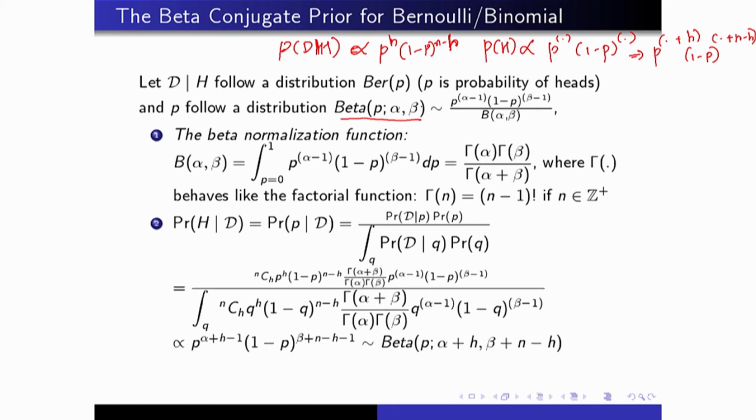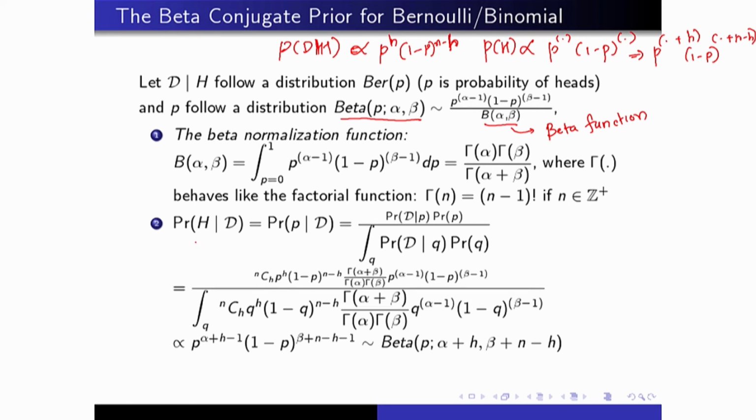So a conjugate prior for Bernoulli is the beta distribution, where the numerator is p raised to alpha minus 1, 1 minus p raised to beta minus 1, and the denominator is a beta function, or the beta normalization function. This beta function is again written in terms of gamma functions, which behave somewhat like the factorial function. It turns out that when alpha or beta are integers, then gamma is the factorial function as defined here. In other cases, it behaves somewhat like an interpolator between the factorial functions applied at different integral values.